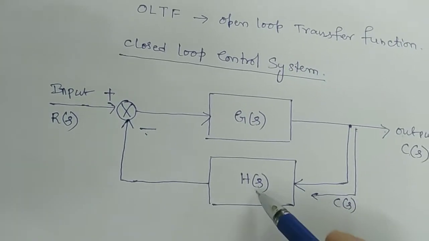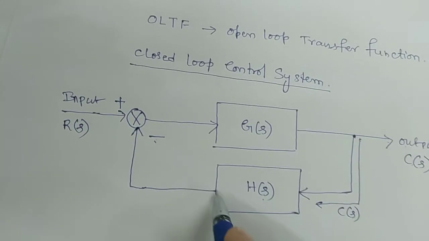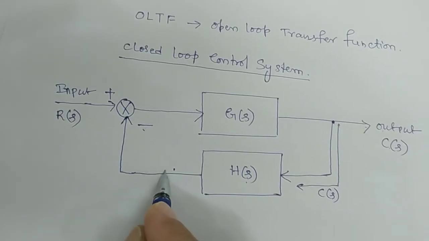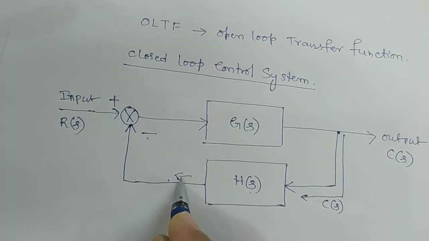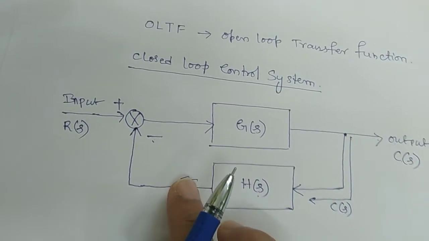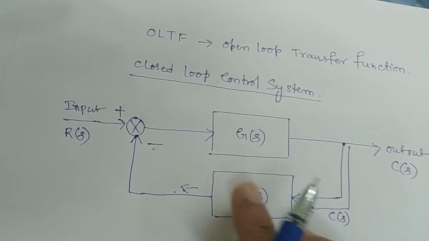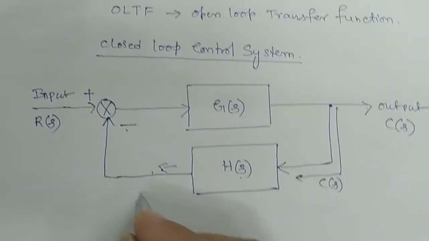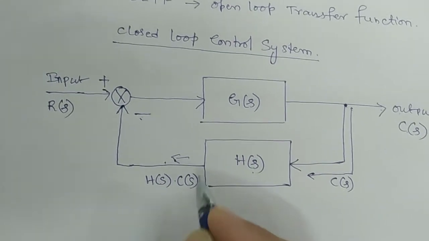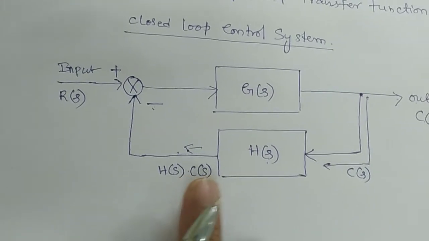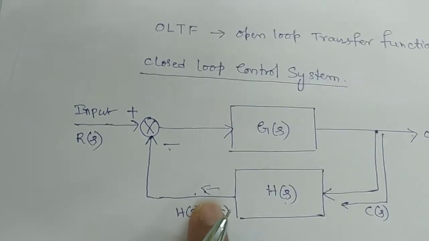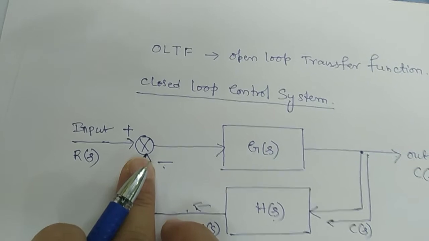It is entering now. You are considering the output in this direction. Then this is the input, this is the gain. What is the output here? Gain into input, therefore H of s into C of s. This is now the output after feedback. Now this quantity goes as the feedback signal here.